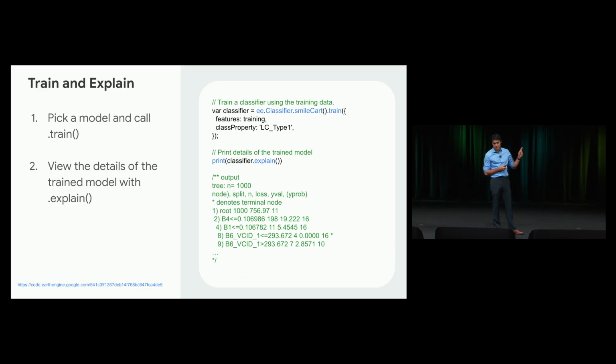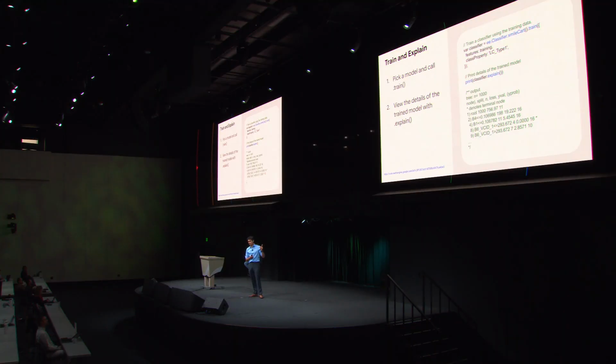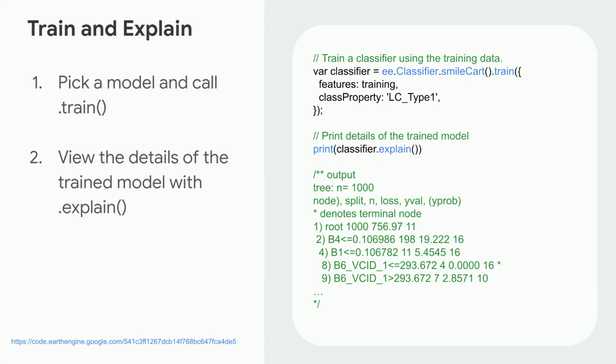You can actually see the details of what the trained model is by using the explain method. This would print a bunch of information in the console. It'll tell you what the model is doing. These are the splits and all that stuff. So it's very easy to get an idea of what's happening behind the scenes.